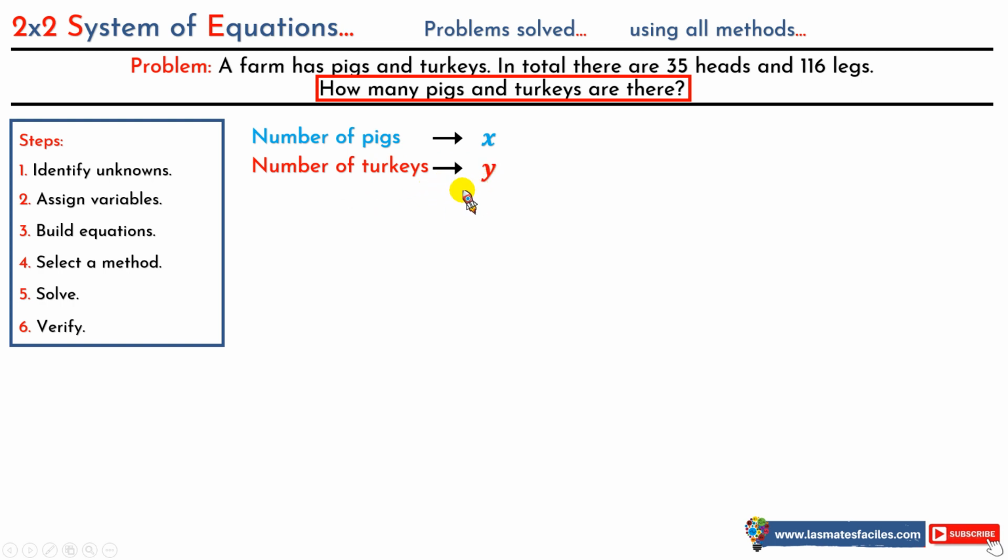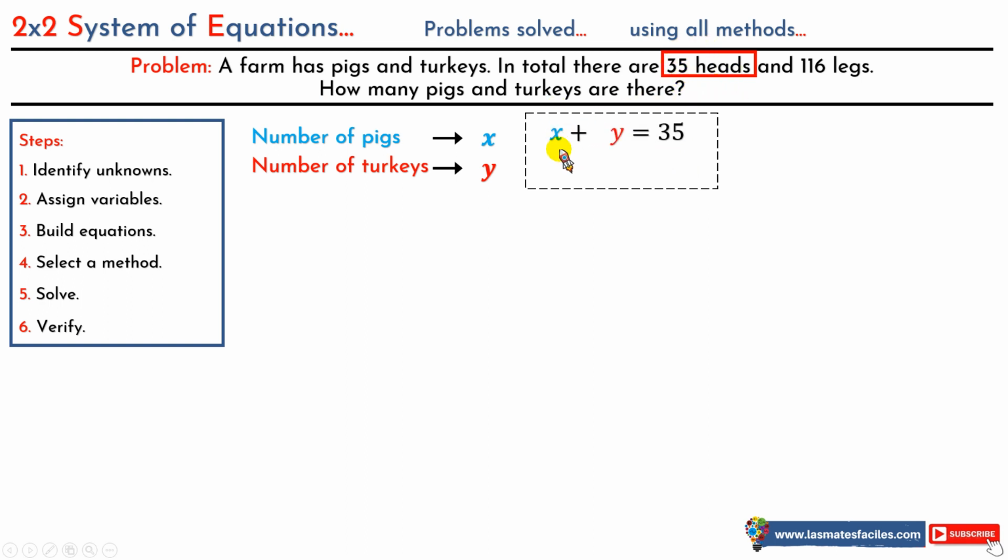The third step is to build the equations. Each situation of the problem represents an equation. The problem says that there are 35 heads. So the first equation is X plus Y equals 35. But why? Well, it's obvious that every pig and every turkey has only one head. Therefore, X number of pigs plus Y number of turkeys equals 35 heads.